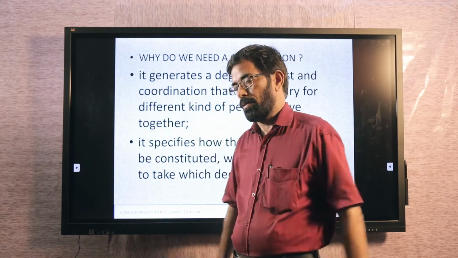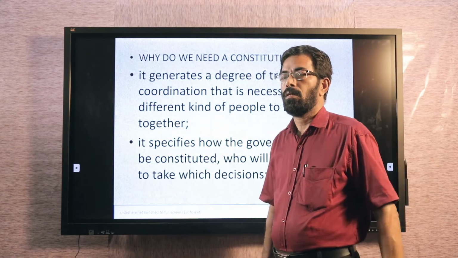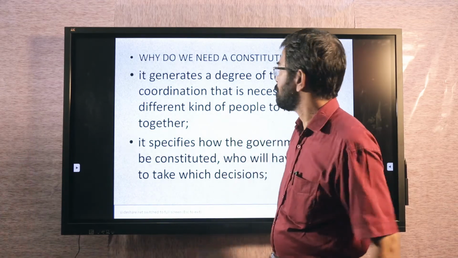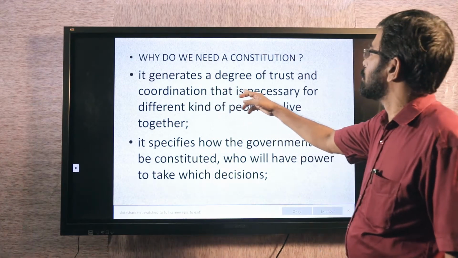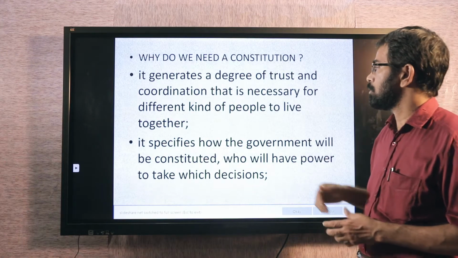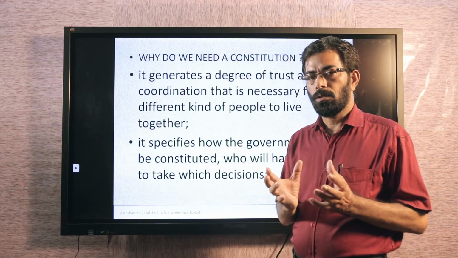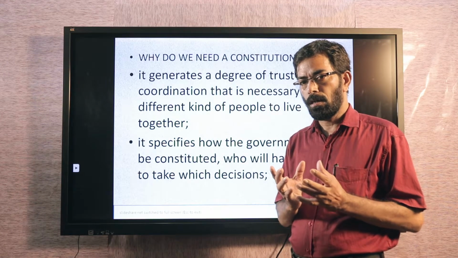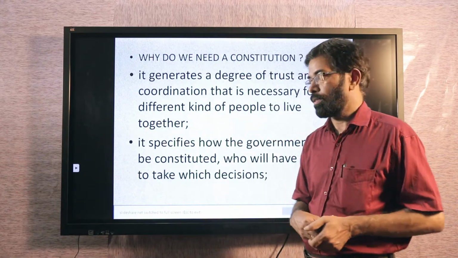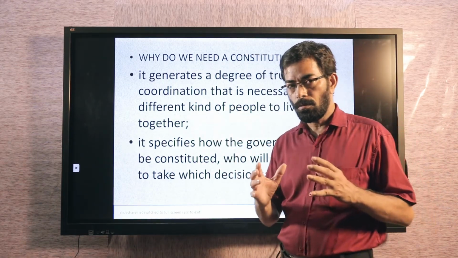Why do we need a constitution? We discussed why there was a constitution in South Africa, and why people demanded a constitution. It generates a degree of trust and coordination that is necessary for different kinds of people to live together. Definitely, in order to coordinate the people together in a single unit or under a common umbrella, we need a constitution. Actually, a constitution binds the people together in order to live together.